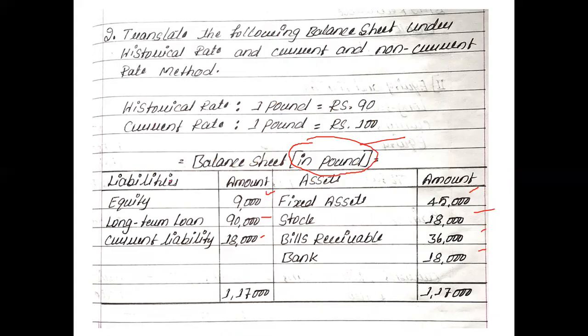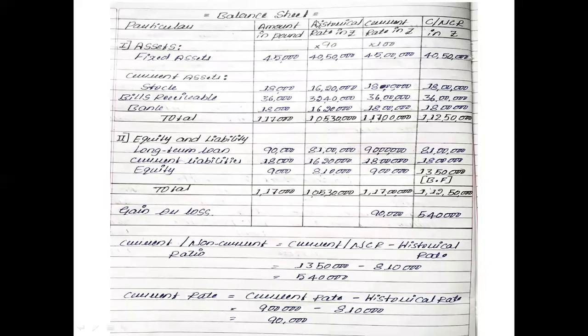In the balance sheet in pound, the liabilities are given: equity that is called share capital, share reserves, and like that, and long-term loan. Then current liability. The total is 1,17,000, and financial assets 45,000, stock 18,000, bills receivable 36,000, bank 18,000, total 1,17,000. So this balance sheet is given in pound, and we have to convert it into rupees.